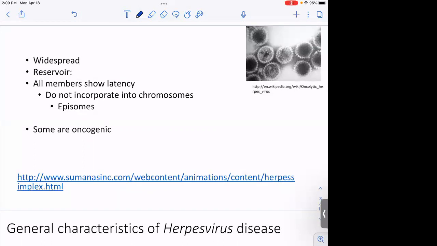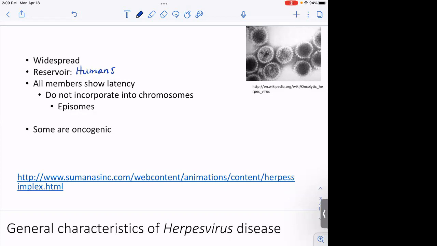Okay, so the reservoir is humans. It's true that animals have herpes viruses, but we think that they rarely cross species. There's one exception. I think there's a herpes virus that apes can get that they can give to humans. Again, the animal ones stay in the animals, and humans, we pass it around to humans. So not typically zoonotic. All members of this family show latency. Remember, that's the lysogenic replication. That's what we call it in humans. In bacteriophage, we call that lysogeny.